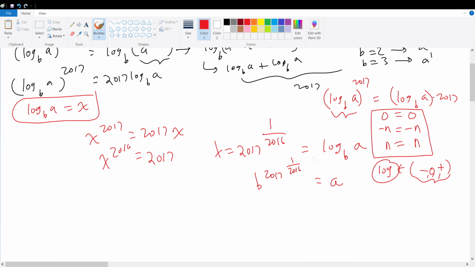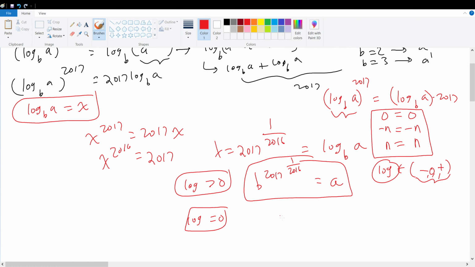So this is the case where the log is larger than 0. That's the case here. But then we must consider the case when the log is equal to 0. If log is equal to 0, then a is predetermined. A must be equal to 1, because remember, it's log base b of a.